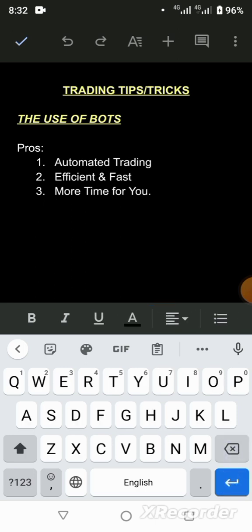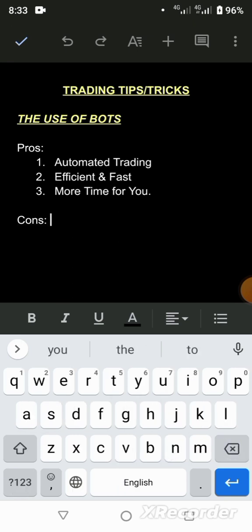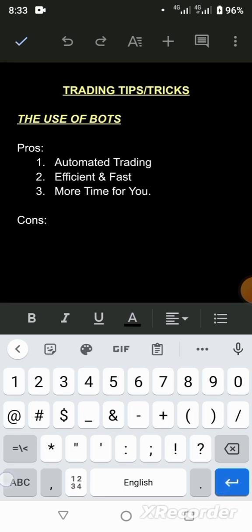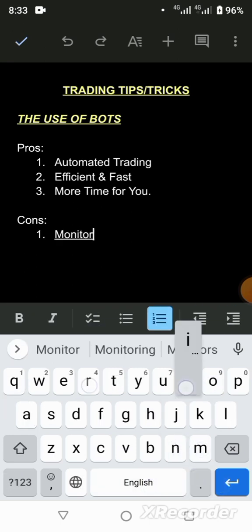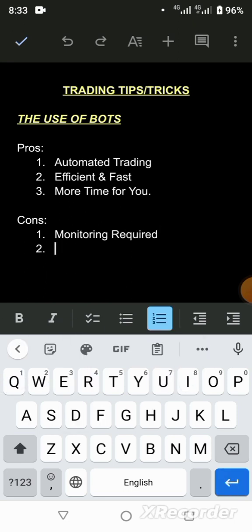And the cons are not necessarily cons per se. They are just the slight things you need to do. Number one, it requires monitoring. You need to monitor the bots to make sure that everything you stated is going accordingly.